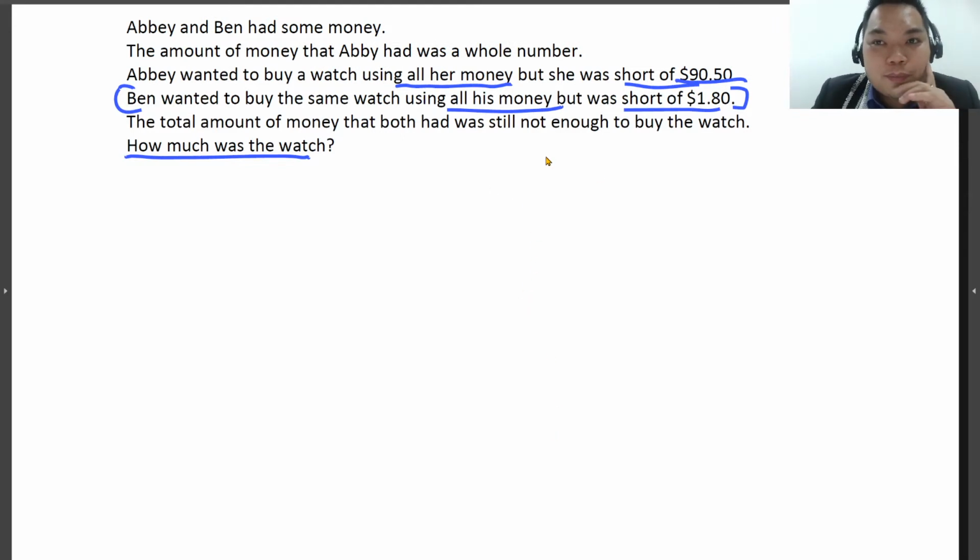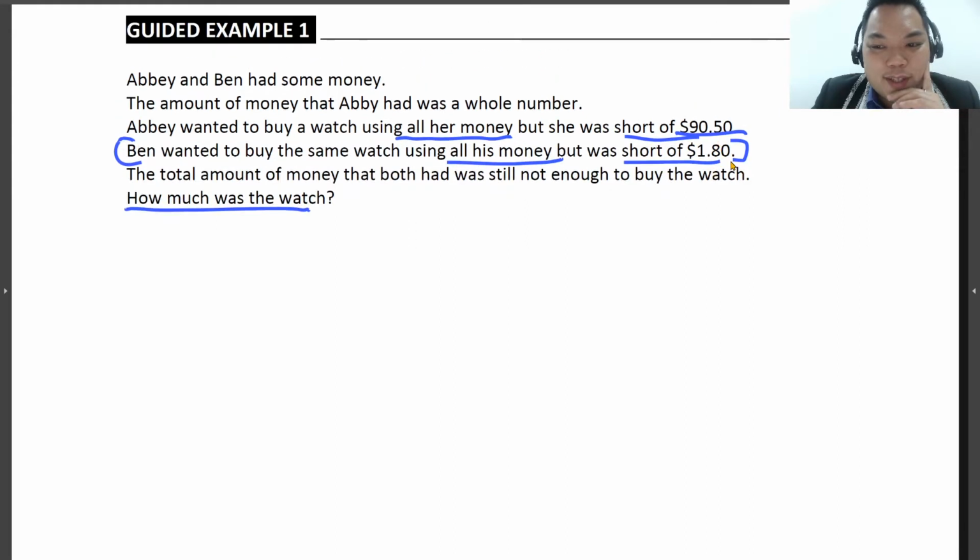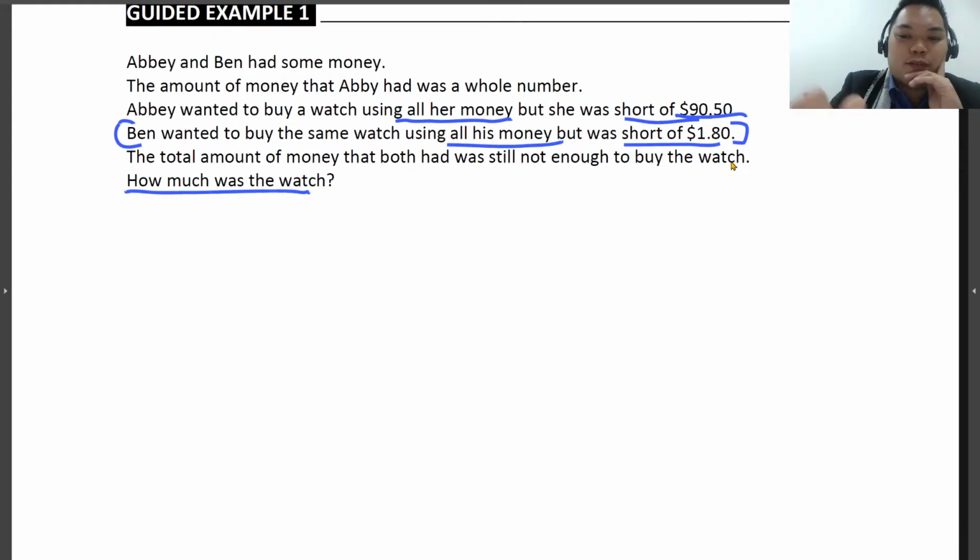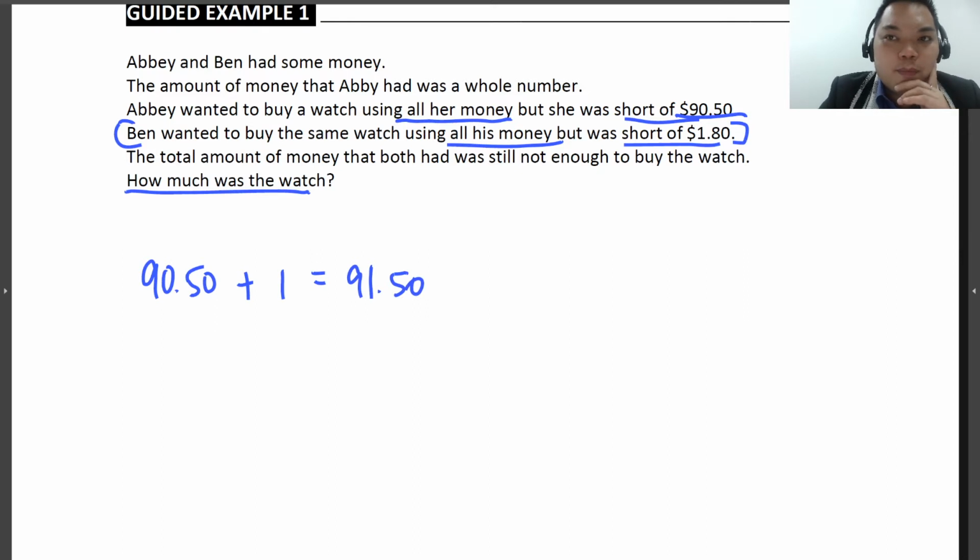From looking at this, I think it's quite obvious that the answer should be $90.50 plus $1 to give you $91.50. Just looking at the situation here.